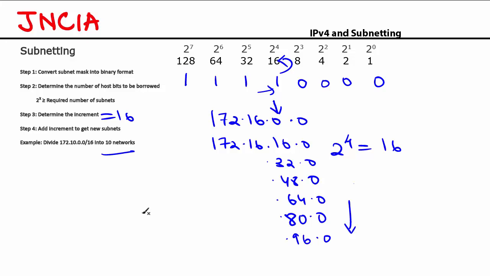The important thing to remember here is the subnet mask is no longer a /16. For all these new subnets that you get, the new subnet mask is /20, which is 255.255.240.0. That's the first example. Let's now look at the next example.